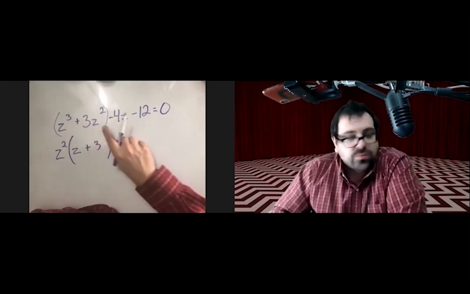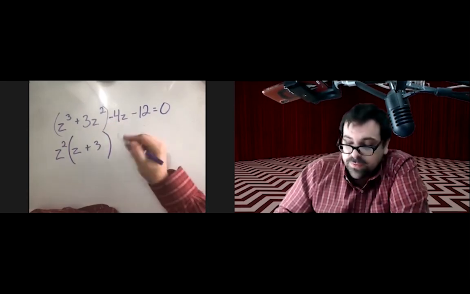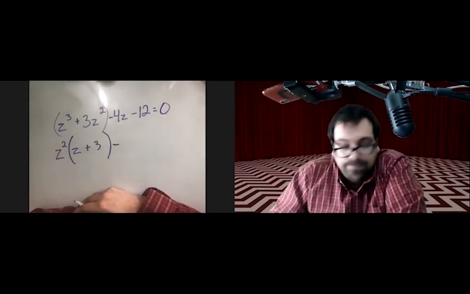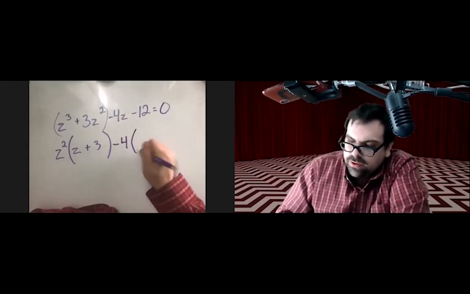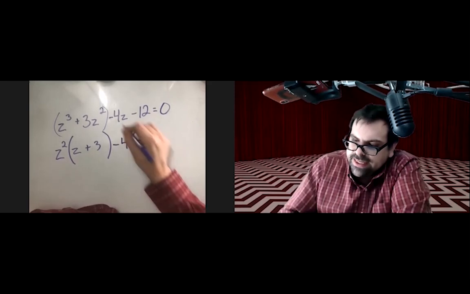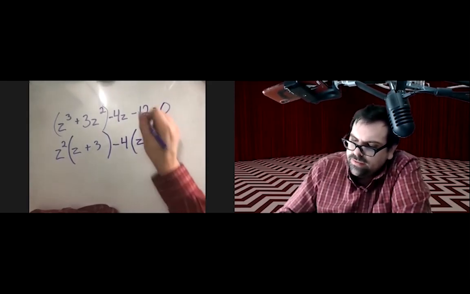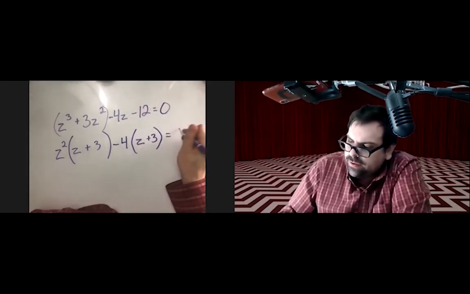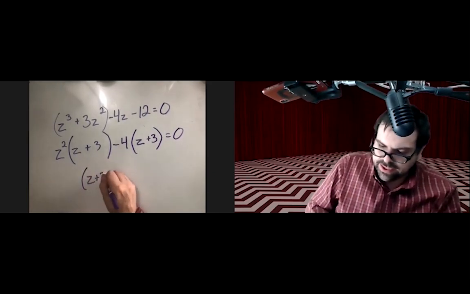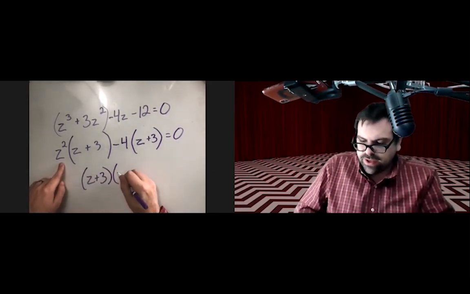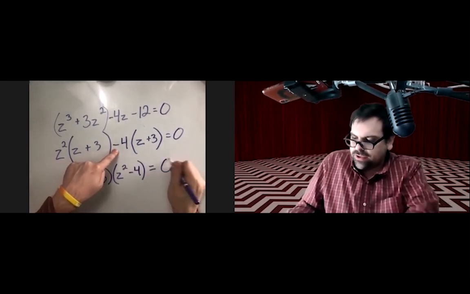After our first grouped area, we have a minus. Remember, that means we have to factor out at least a negative. With 4z and 12, we could actually take out a negative 4. Negative 4 times z is negative 4z. Negative 4 times positive 3 is negative 12. Factor out the z plus 3. What are we left with? z squared minus 4. Hey, 2 factors.